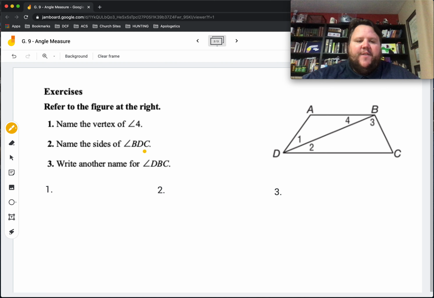Name the sides of angle BDC. Well, I don't even need to look at the figure. I'm going to cover the figure even if I wanted to. And I would know that D is our vertex. So the sides would be BD and DC. But if I wanted to look at it, BDC is here. So my sides would be BD and DC. Write another angle for angle DBC. So you have angle 3.